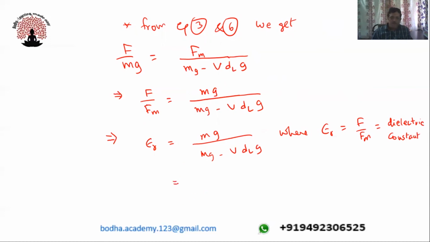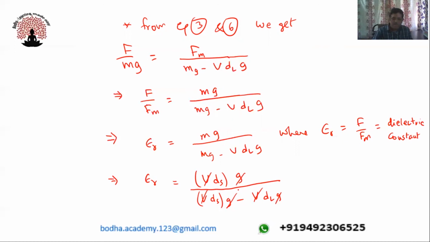So I can write epsilon r is equal to volume into density of solid into g. Mass I am writing as volume into density of solid. Again in the denominator, volume into density of solid into g minus volume into density of liquid into g. We can cancel V throughout, g throughout. So we'll get epsilon r is equal to density of solid by density of solid minus density of liquid.